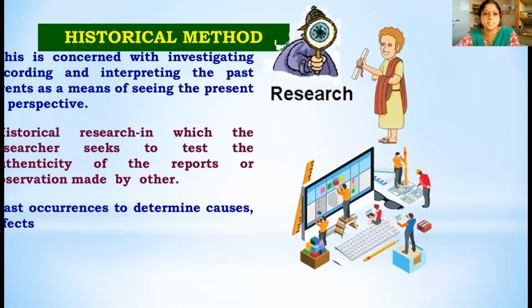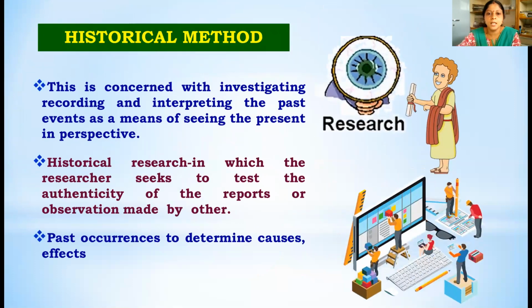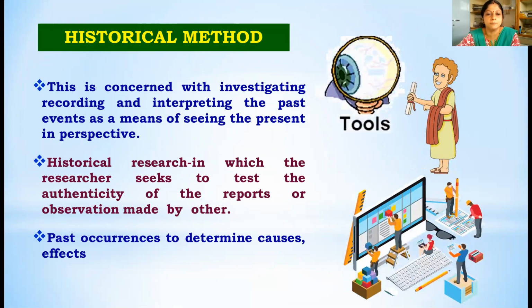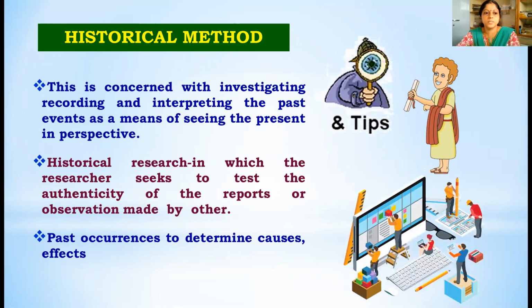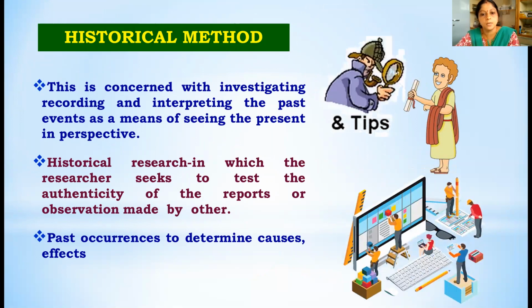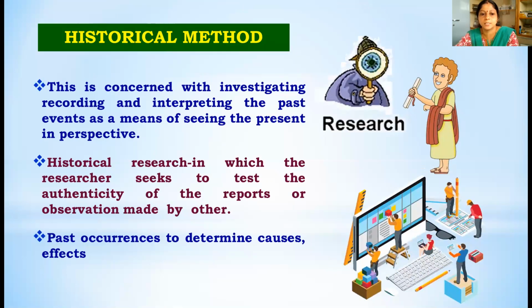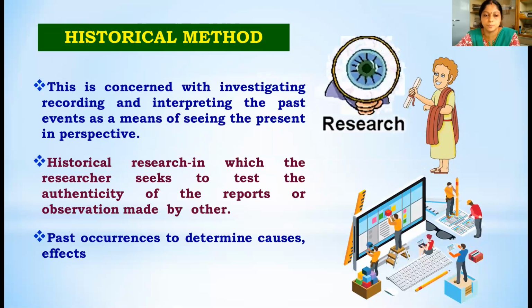And the next is the historical research. The name itself indicates that we are going to study historical events to know what the impact is in the present situation. The historical method of research design is mainly concerned with investigating the record and interpreting past events as a means of seeing the present in perspective.